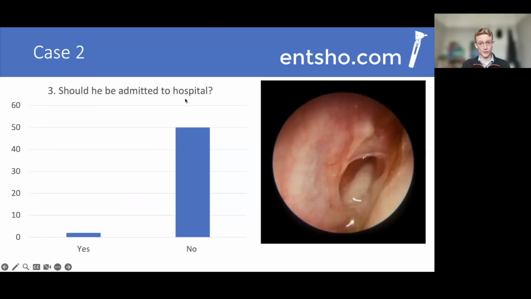And should he be admitted to hospital? So we've covered this really, but no, he's a young child, systemically well, with a short history and no red flags for any intracranial or extracranial complications of otitis media.